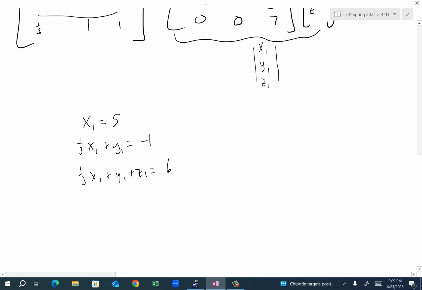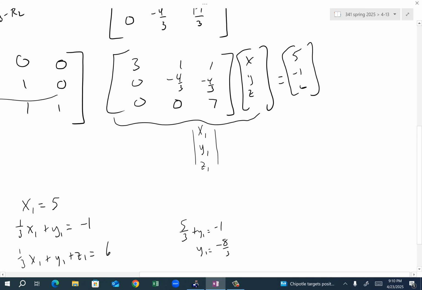So if you plug 5 into there, you're going to get 5/3 plus y1 equals negative 1, and so y1 is going to equal negative 8/3, I believe. Okay, cool. So you plug it back in, you're going to get 5/3 minus 8/3 plus z1 equals 6. And 5/3 minus 8/3 is negative 1, so z1 is equal to 7, apparently. Okay, is that my final answer? No, goodness no. Heavens no.